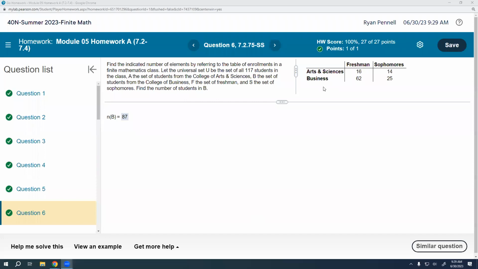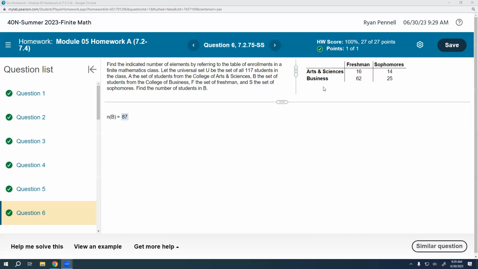Number 6 says, find the indicated number of elements by referring to the table of enrollments in the finite mathematics class. Let the universal set U be the set of all 117 students in the class. A is the set of students from the College of Arts and Sciences. B is the set of students from the College of Business. F, the set of freshmen. And S is the set of sophomores. Find the number of students in B.